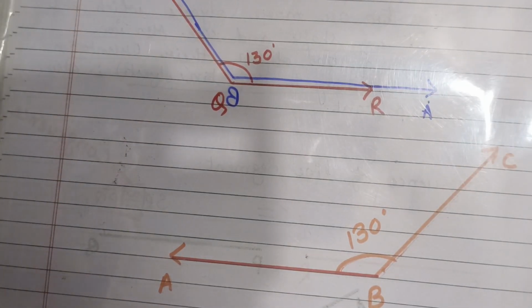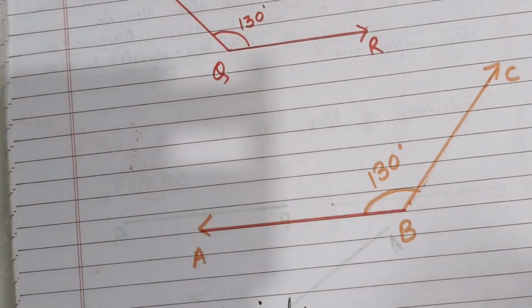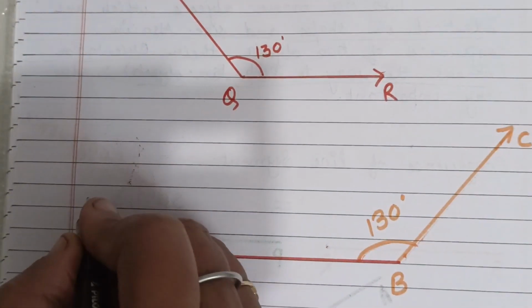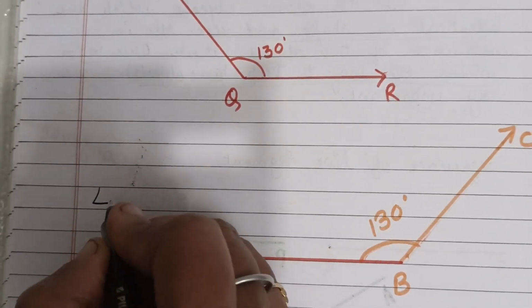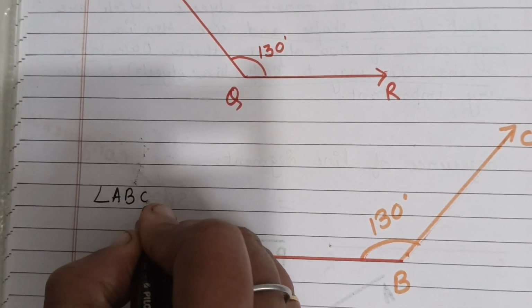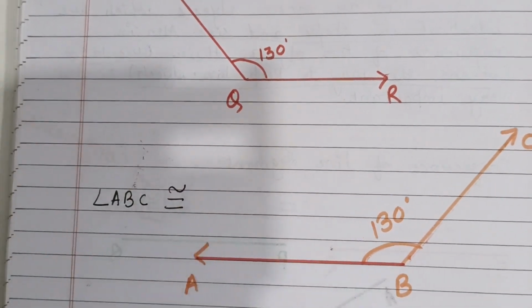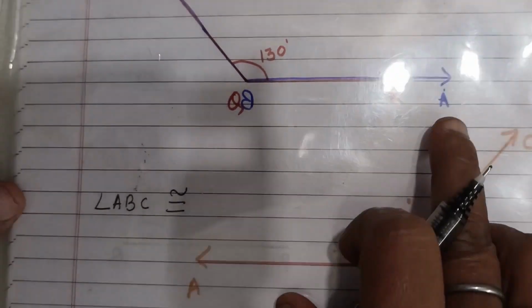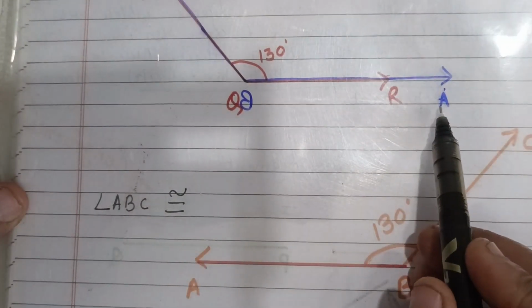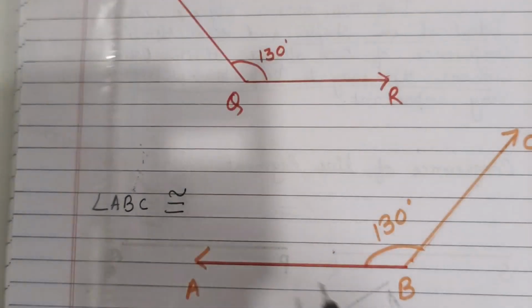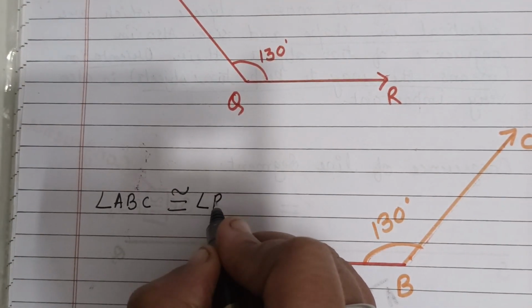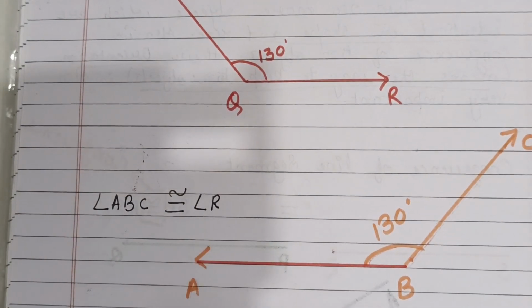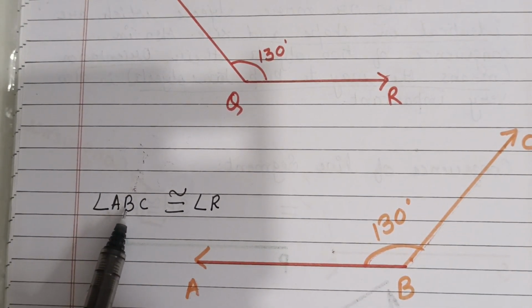So if I am writing the congruence relation, what will I write? Angle ABC congruent. Now here I can see what is overlapping with what. Which vertex is overlapping this A? That is R. So at first I will write R. Then this Q and B are overlapping. So after R, what will I write?